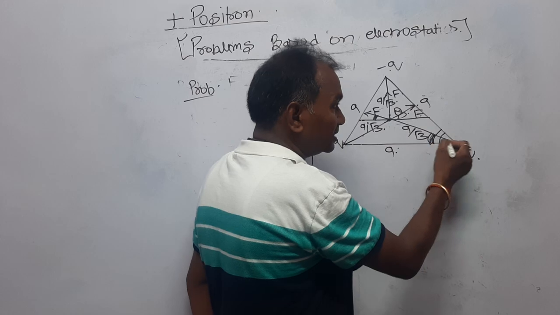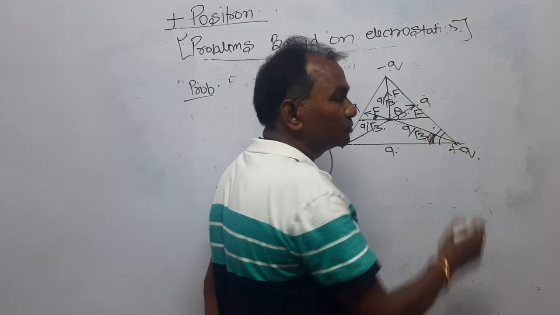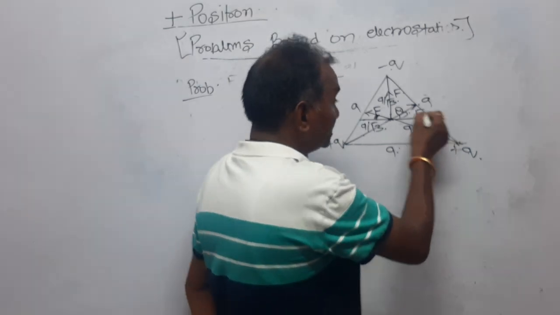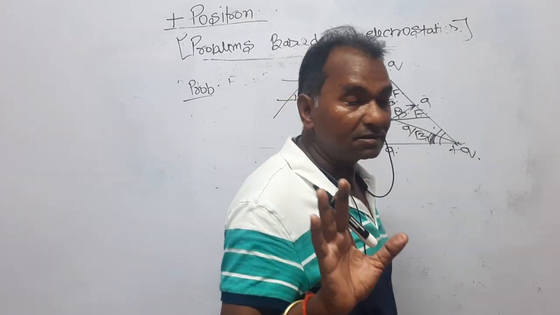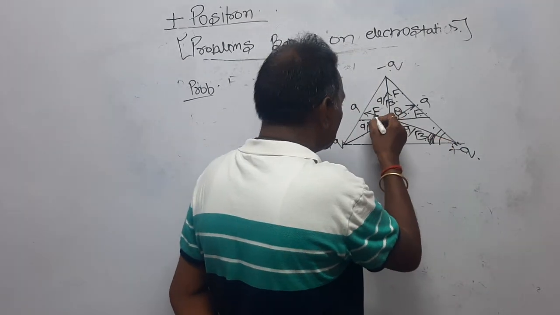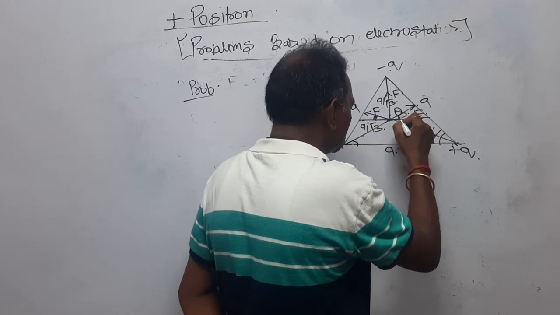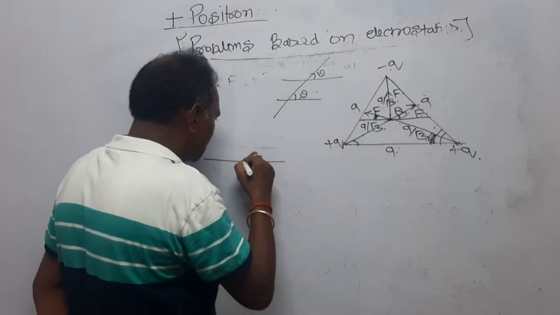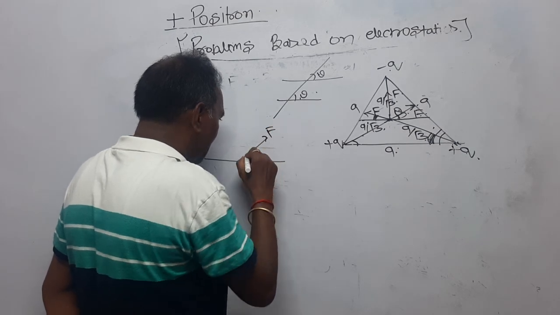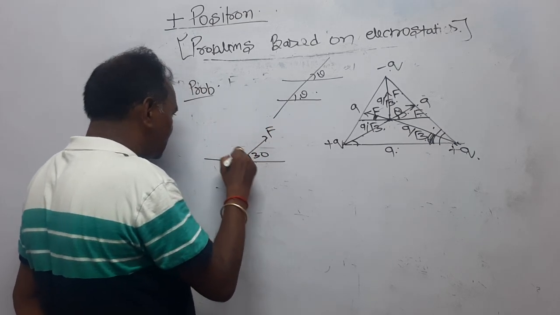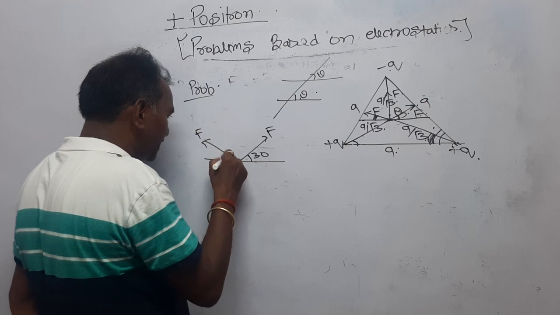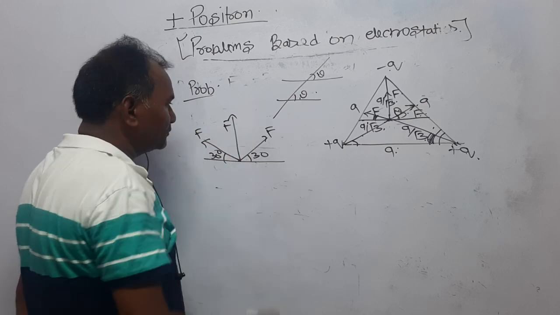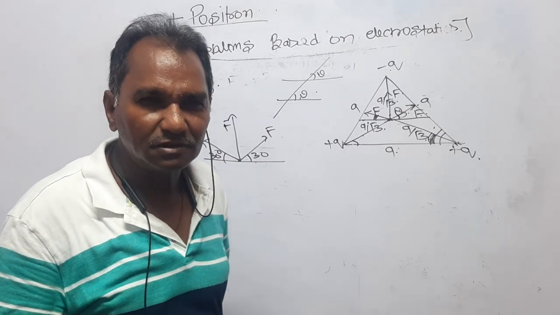So this one is 30. Total angle was 60. It was the median, which will divide it into two equal angles, right? This is in the case of an equilateral triangle, I am saying. Now it is 30, so this is 30, and this is 30, so this is 30. Now, dear students, what we have got: an F having angle 30, here is an F having angle 30, and here is an F. Now we have to find out the net of these values.